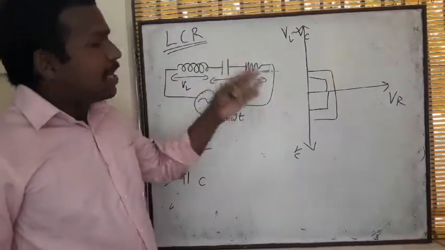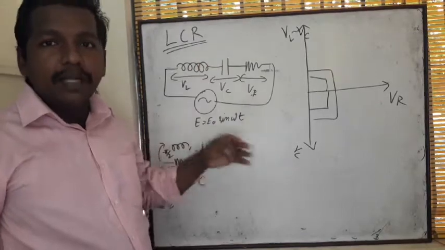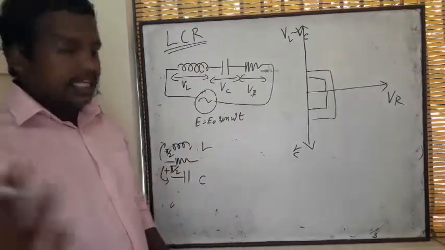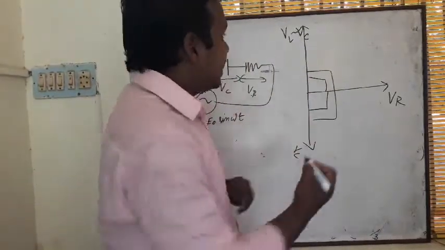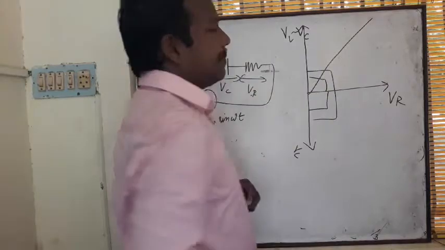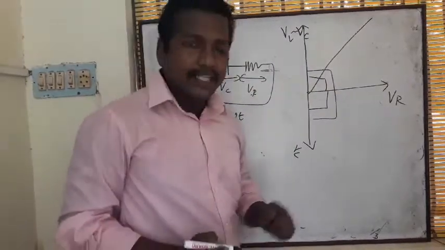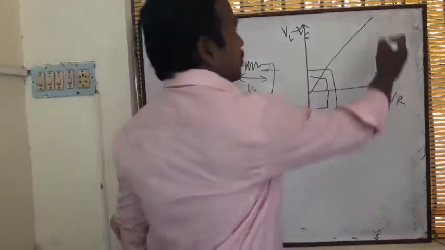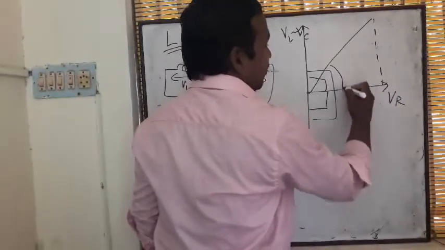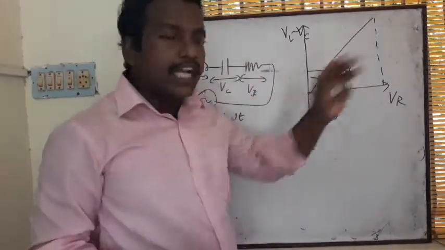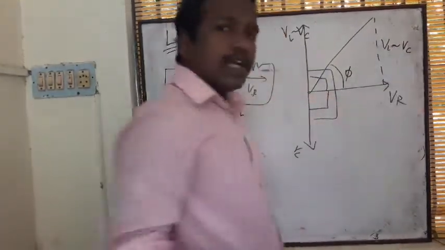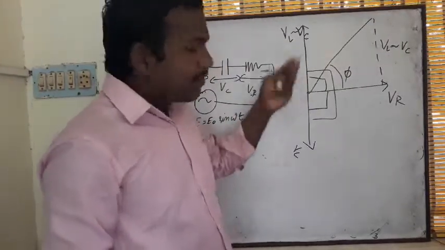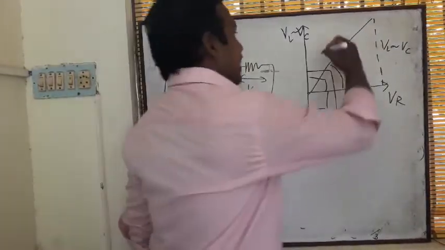Whichever value is more, the graph will move to that side. VL minus VC means VL is greater than VC, so our resultant value will be somewhere in between. This side will be VL minus VC, and this side will be VR. This is the phase difference phi. The opposite side of this triangle will be the difference of VL and VC. Sometimes if VC is greater, the graph will become inverted. The net voltage will be this side, the hypotenuse.